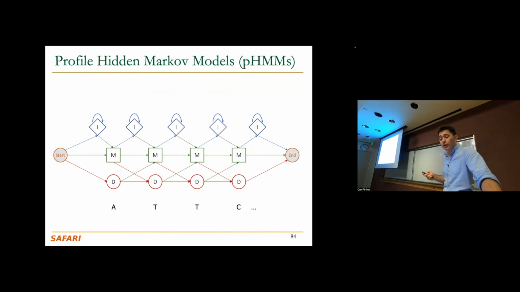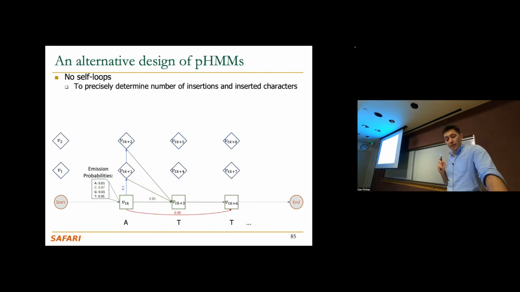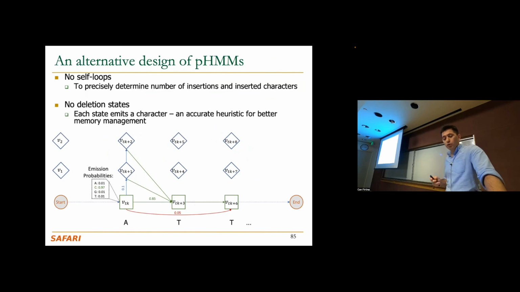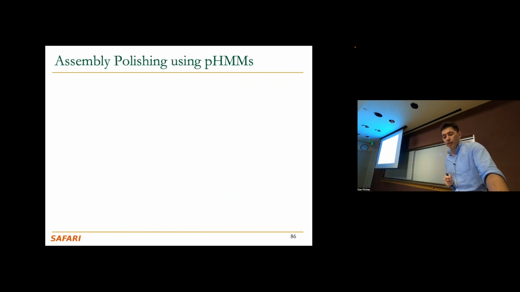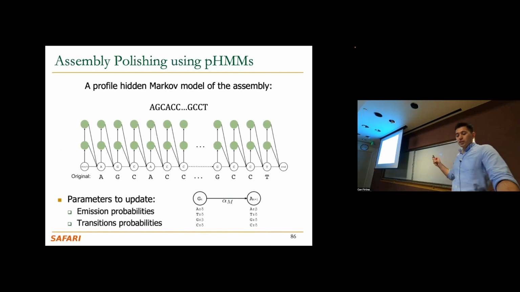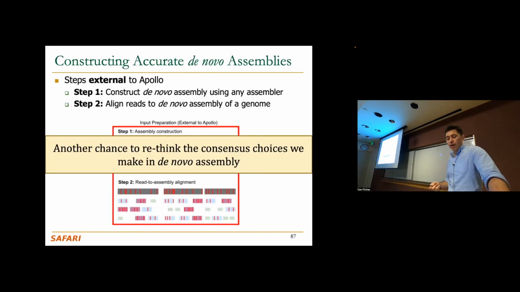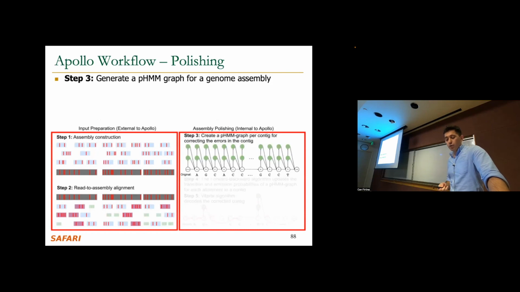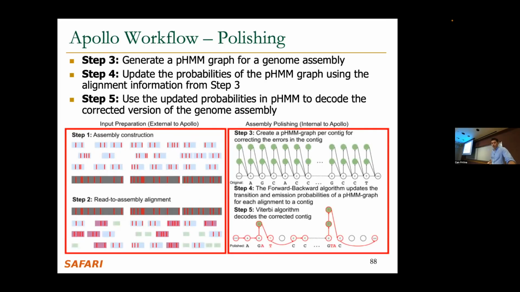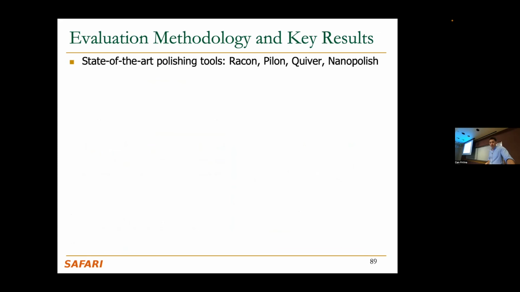and Apollo is one of these. So we use profile hidden Markov models. To do that, we actually use a modified version of it, which provides higher sensitivity. We generate profile hidden Markov models for assemblies, and then we provide their probabilities associated with the PHMMs. These are basically the steps. We align them and then perform some training in the profile hidden Markov model in order to correct these errors.